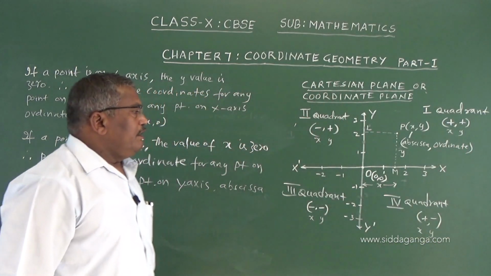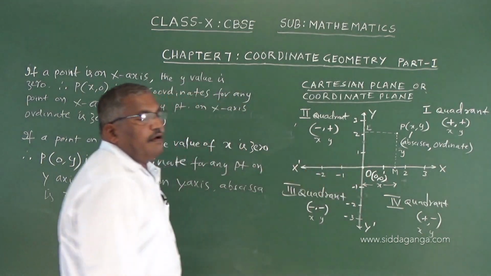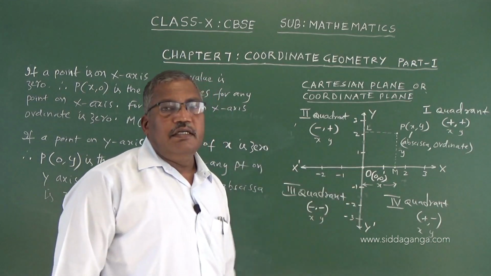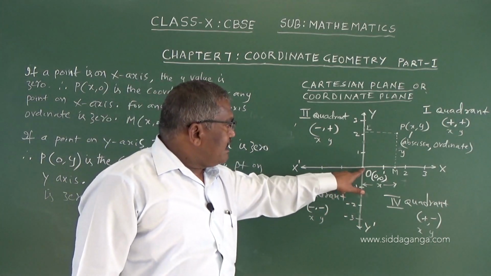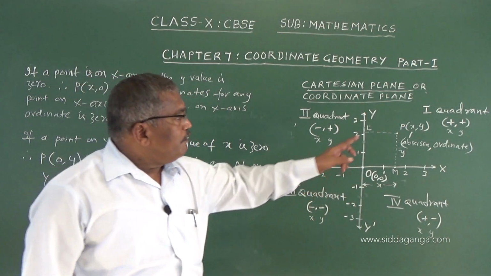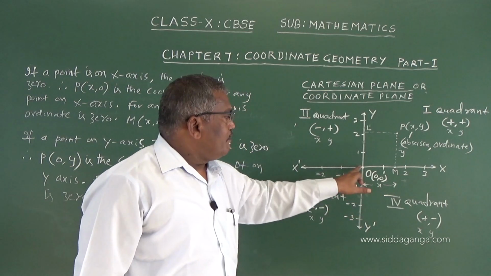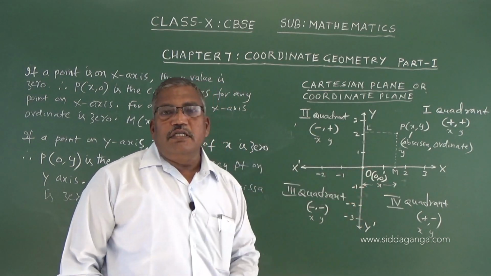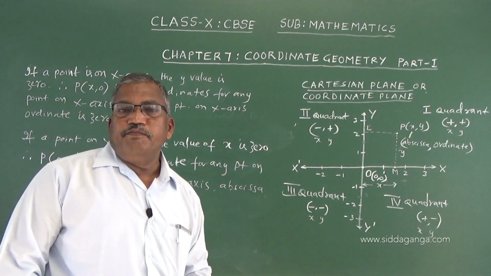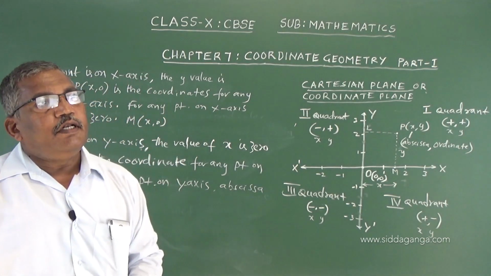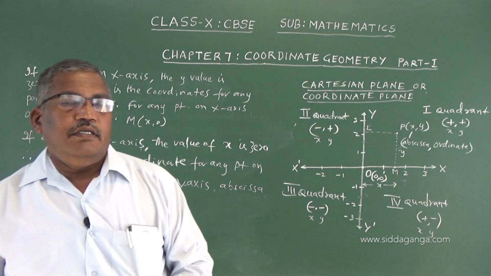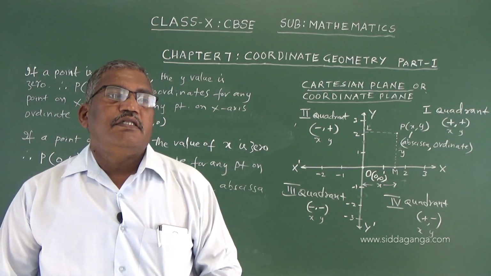Finally, the point of intersection of x and y axis is known as the origin, and because it is on the x axis as well as on the y axis, we will not get the values for x and y, both are 0. Therefore, the coordinates of origin is (0, 0). This is all about revision. Now, we will move on to the topic included in class 10 syllabus, that is distance formula.